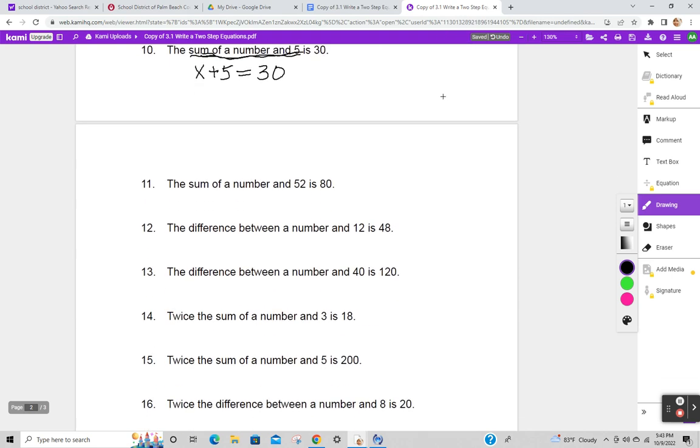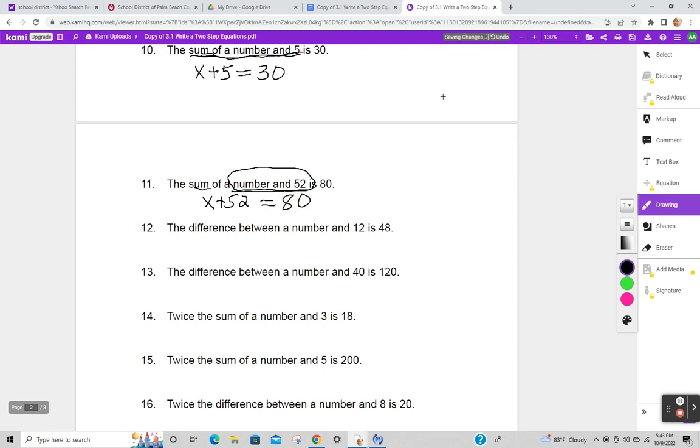Number 11 is just like number 10, the sum of a number and 52. So whatever that number is, we're just going to use x. And to that, we're adding 52. How do I know I'm adding? Because they want me to take the sum of this expression right here, a number and 52. Okay, and that's going to be equal to 80.